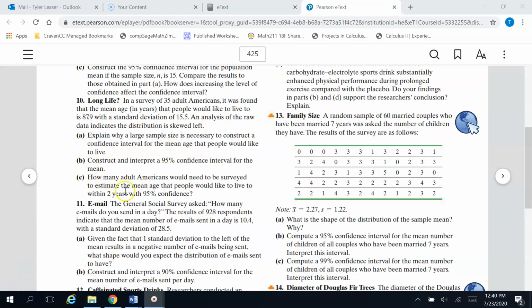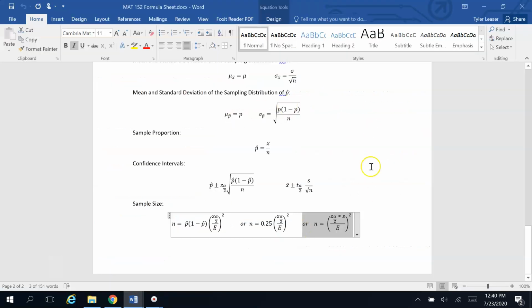Part C. How many adult Americans would need to be surveyed to estimate the mean age that people would like to live to within 2 years with 95% confidence? So like I was saying, you need the formula sheet to answer this last one. So I pulled up the formula sheet.